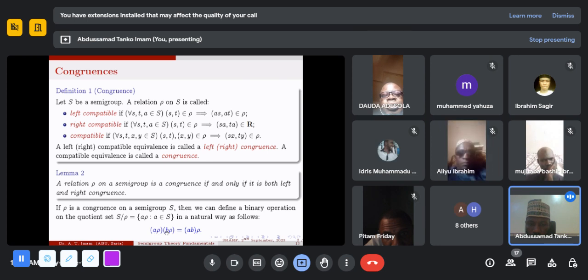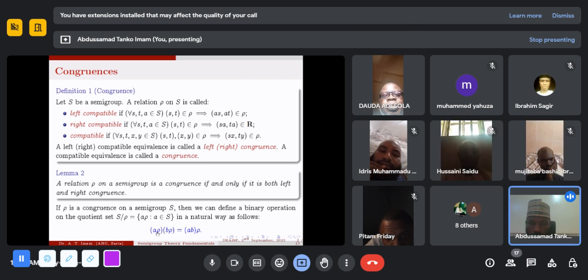So when we define a binary operation on this quotient set by multiplying equivalence classes, the multiplication is referring to the generating element or representative of the equivalence class. In that sense, we have to check that if we change the choice of the representative, if you pick A prime and B prime coming from those same equivalence classes, will the product still be the same? Because if the product is not the same, then we do not have a binary operation.